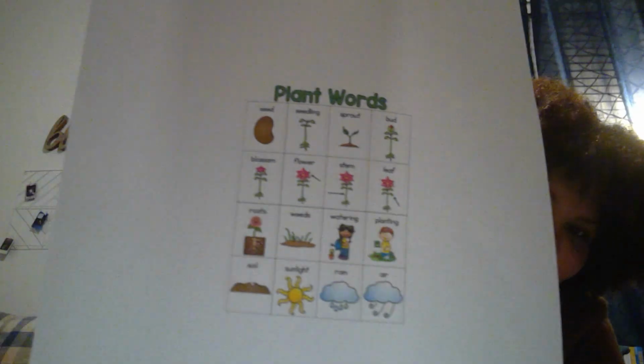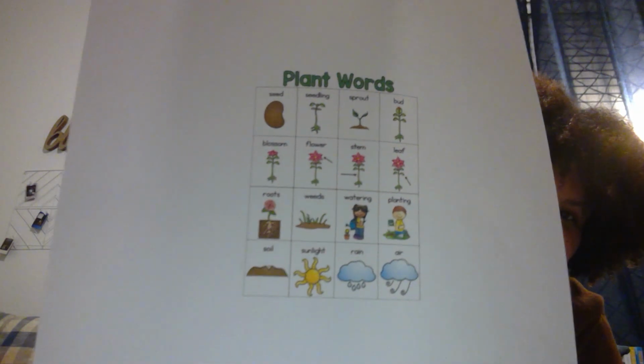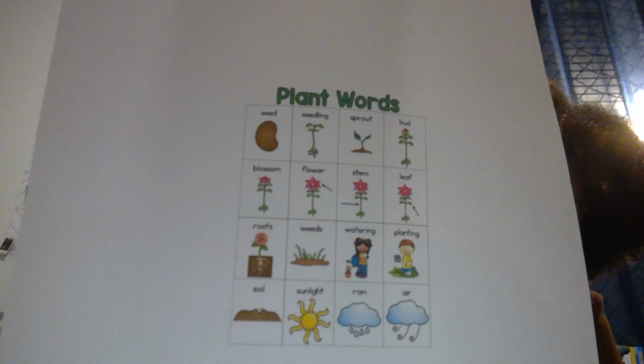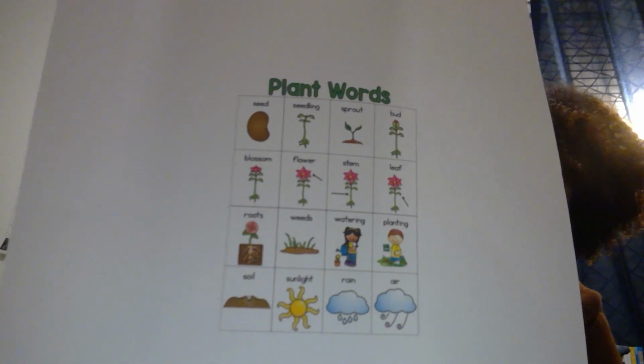Let's go over some words that we might see in this lab. We have seed, seedling, sprout, bud, blossom, flower, stem, leaf, roots, weeds, watering, planting, soil, sunlight, and rain. And I'm going to show you a picture of all these words. You can pause the video and look at these so that way you can reference it as we're going along, okay?